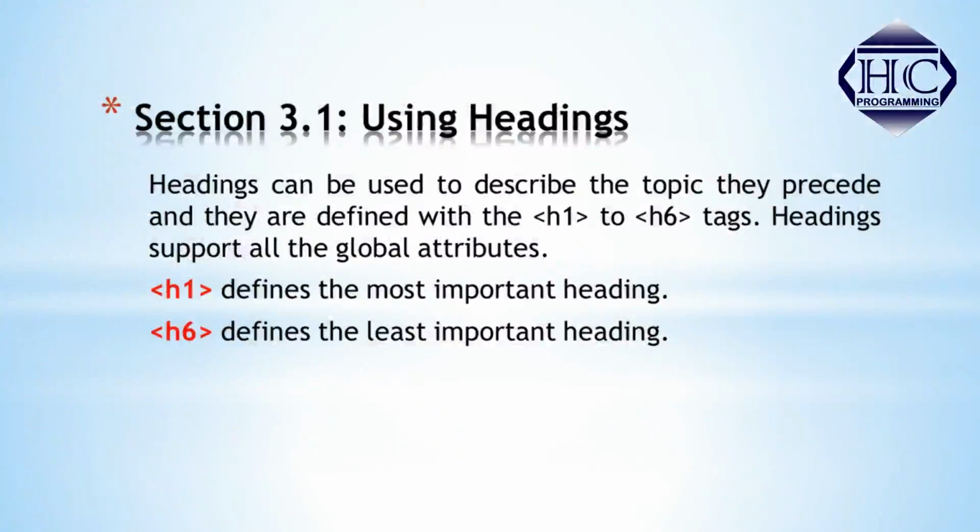Section 3.1, Using Headings. Headings can be used to describe the topic they precede and they are defined with heading 1 to heading 6 tags. Headings support all the global attributes. Heading 1 defines the most important heading. Heading 6 defines the least important heading.